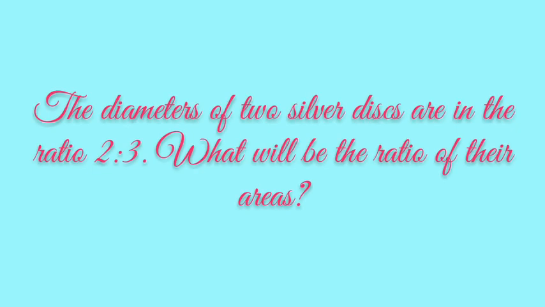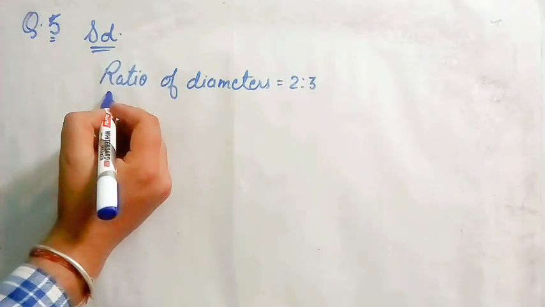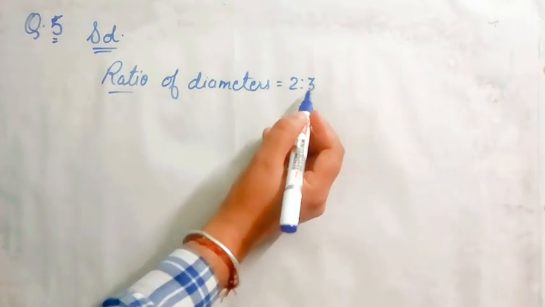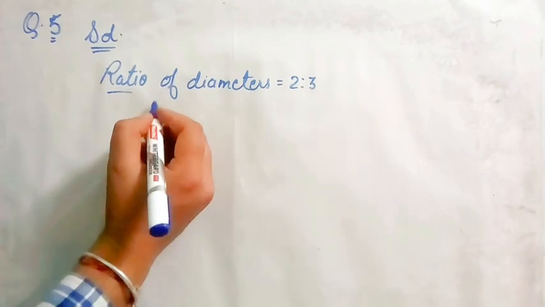And the first one is: the diameters of two silver dishes are in the ratio 2:3. What will be the ratio of their areas? Let us see the solution part. We are given that the ratio of diameters is equal to 2:3.